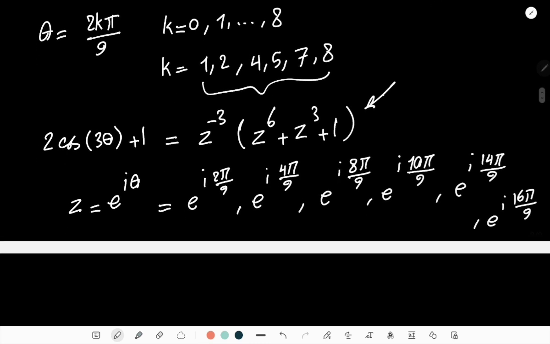So next step, what I will do is write this 2 cosine of 3 theta plus 1. This is equal to z to the power of minus 3.